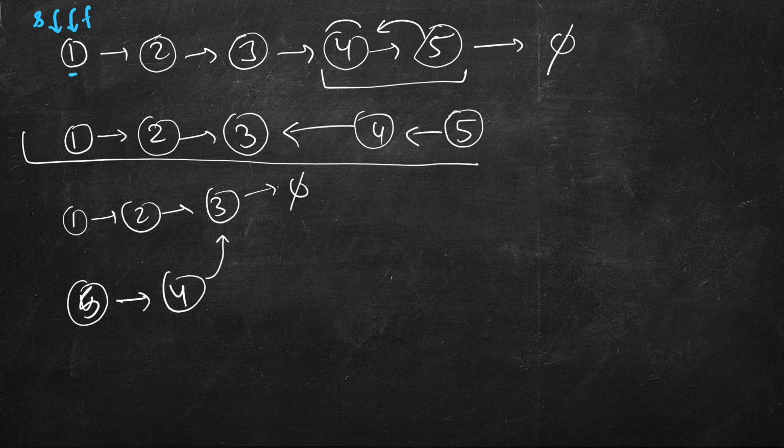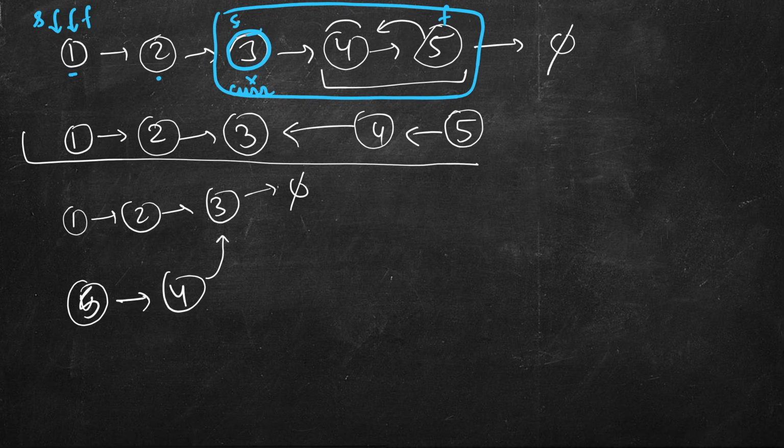So when slow is here, fast is here. When slow comes here, fast comes here by 2 steps. Then slow comes here and fast again jumps by 2 steps, that is 4, 5. At this point we will stop since the next of fast is null. Then we know the middle of the list. So just take this part of the list. Whatever the slow pointer is pointing to, reverse the list starting from there. The reversal code is very simple, we will write that in the code. So after reversing, this will be the state.